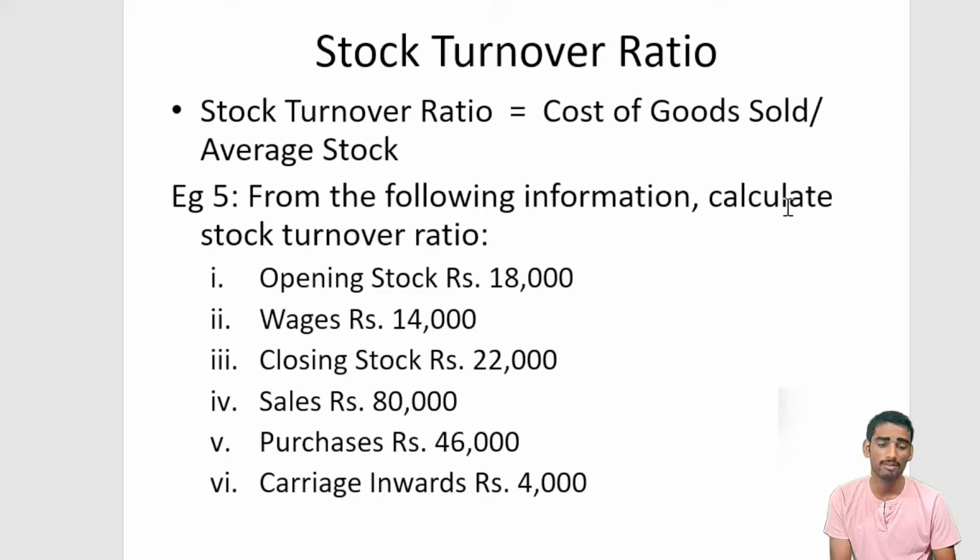From the following information, calculate the stock turnover ratio. Opening stock is given as 18,000, wages 14,000, closing stock 22,000, sales 80,000, purchase 46,000 and carriage inward 44,000. These are the values that have already been provided to you. Now from that you have to calculate the stock turnover ratio.